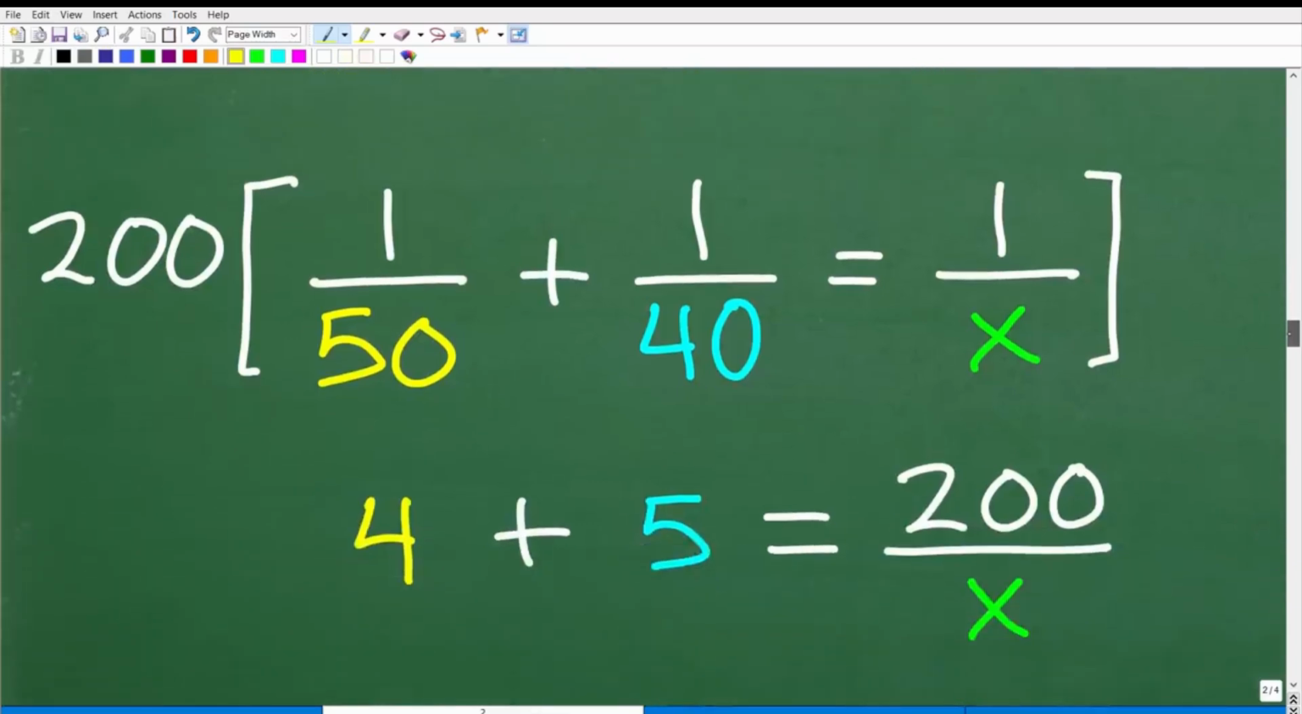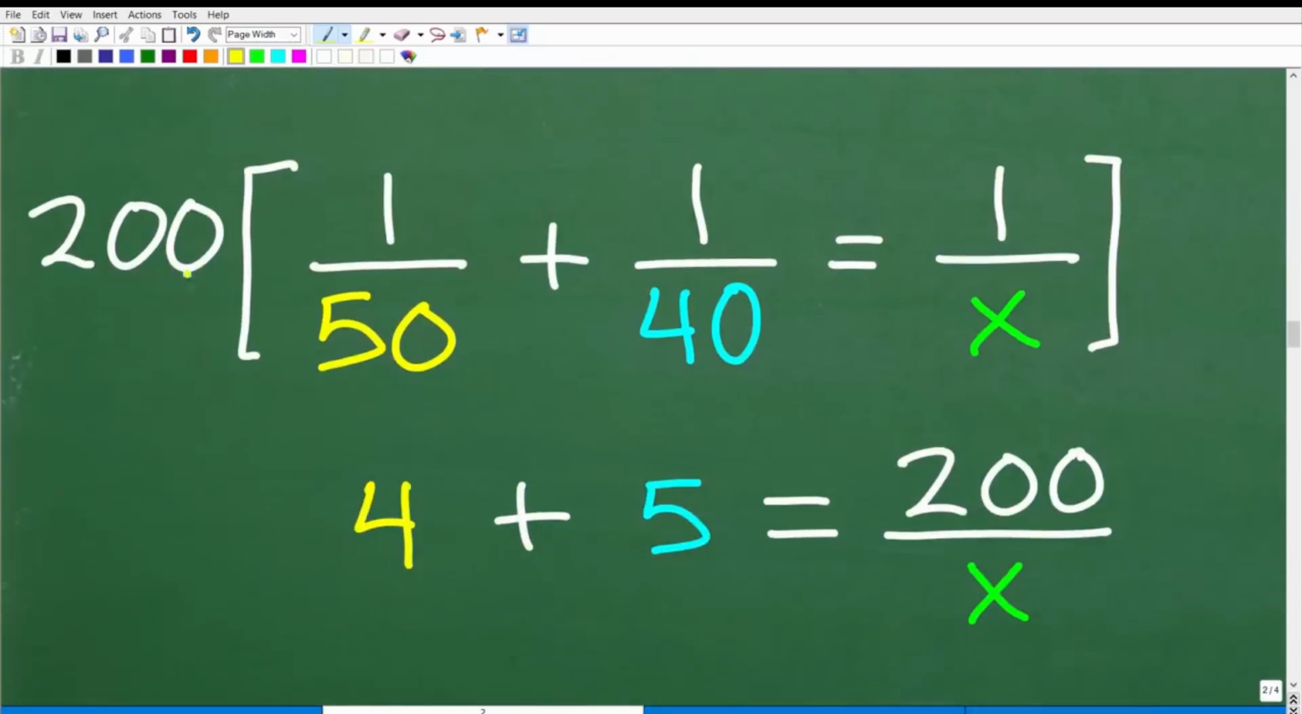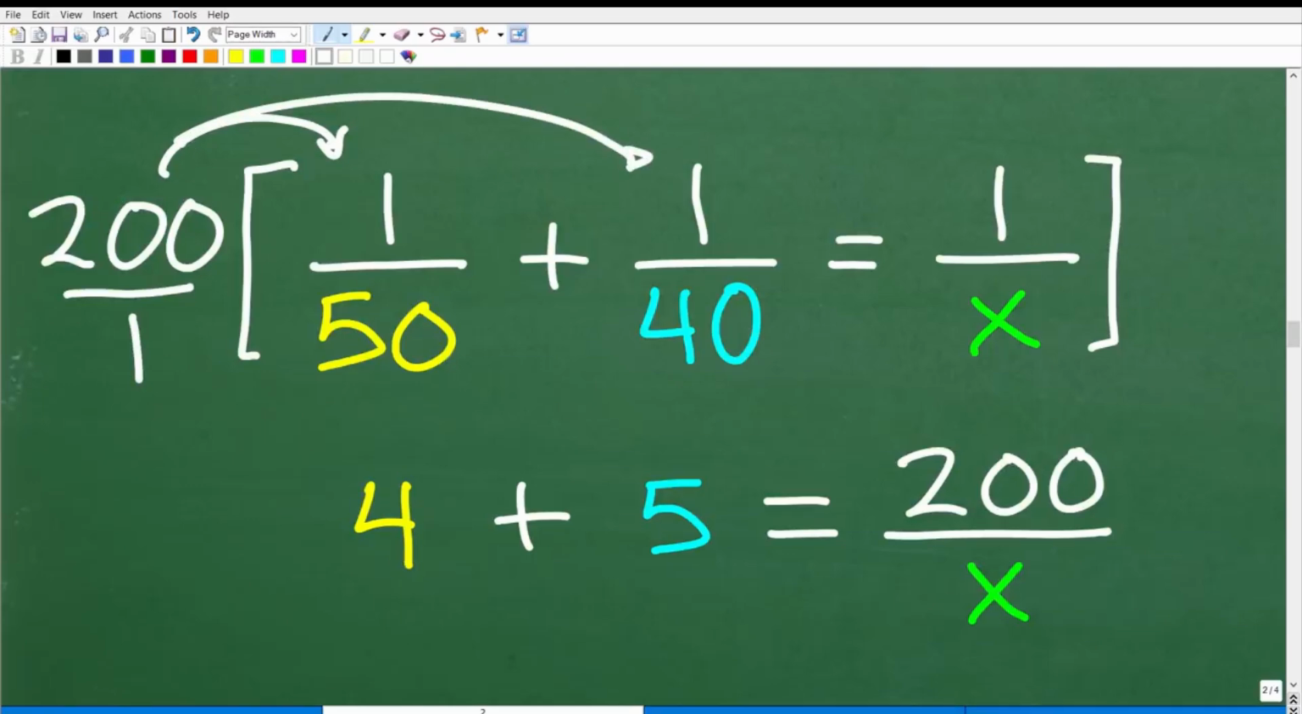So I'm going to take this 200 and I'm going to multiply it by the entire equation, each term in the equation. So 200 times 1 over 50, that's going to be 4, right? And then 200 times this 1 over 40 is 5, right? So this is multiplying fractions here. 200 times 1 over 40 is just 200 divided by 40, which is 5. And then 200 times 1 over x is going to be 200 over x.